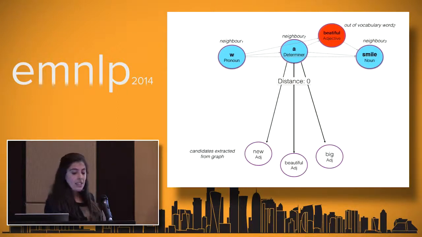And for example, each edge from node A to another node that has the same part of speech tag as our OOV word, which is adjective here, and with the same distance from node A to the OOV node, which is 0 here, brings in a candidate. Here, new, beautiful, and big are brought in by node A because they have adjective as their part-of-speech tag, same as the out of vocabulary word, and they have the same distance from the neighbor to the out of vocabulary word, beautiful.